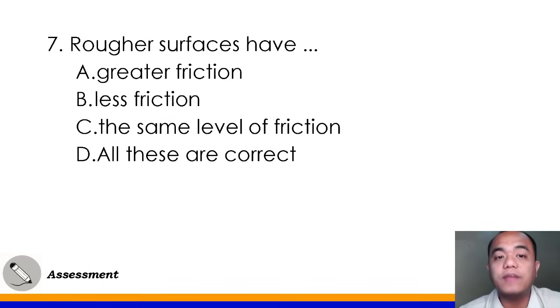Number 7. Rougher surface have A. Greater friction, B. Less friction, C. Same level of friction, or letter D. All these are correct. The correct answer is letter A. Greater friction. Kung mas magaspang ang surface ng isang bagay, mas maraming friction nito. Gaya na lamang ng example natin kanina na sandpaper. The surface of the sandpaper is rough, right?